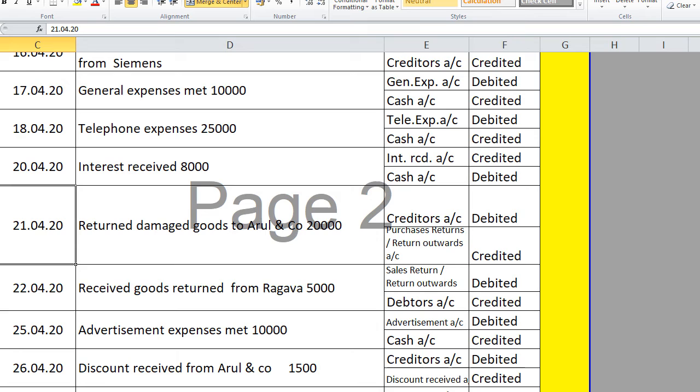Next transaction: received goods returned from Raghava. Right now we have sold goods to Raghava, and some goods were damaged and he returns them. That we have to enter at 5,000. 22/4/20. So sales return and debtors, that is Raghava, in this. Sales is credited, and automatically sales return will be debited.